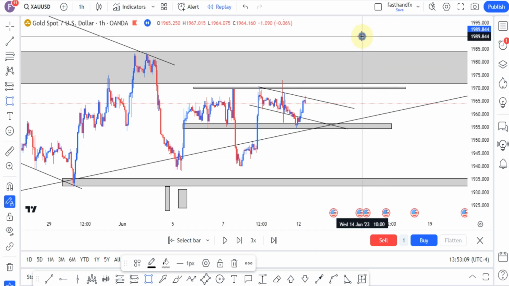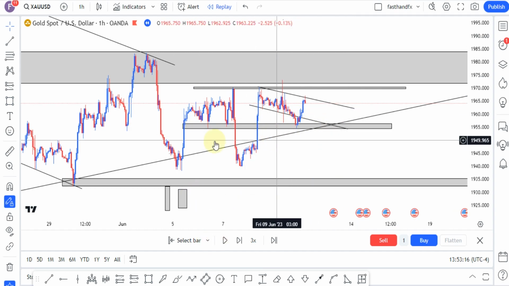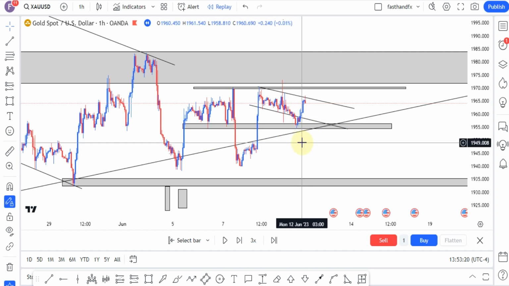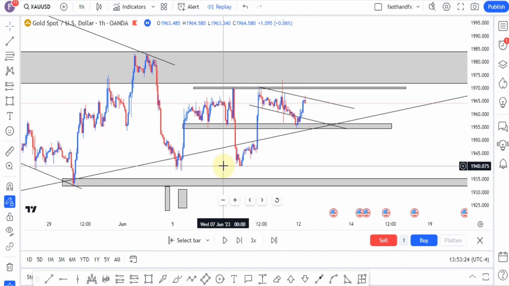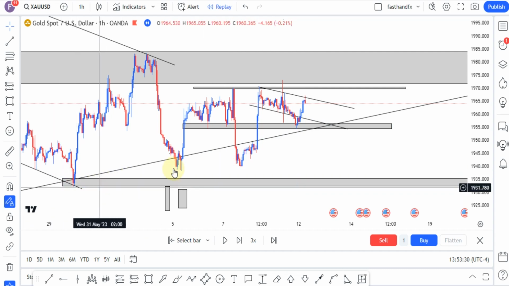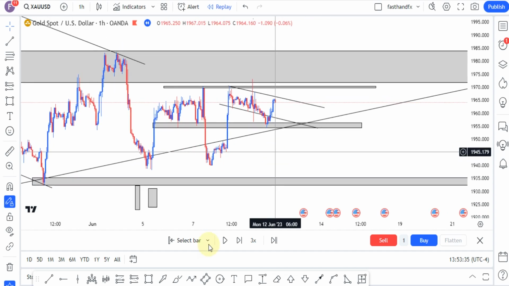So let's see how the market plays out between these areas, and see whether we can take opportunities. If the market breaks below this area down here, we should be looking for opportunities to sell to maybe this point. This should be our first target. Then if the market breaks and takes out this area, we take other entries. So let's see, guys, what the market does.